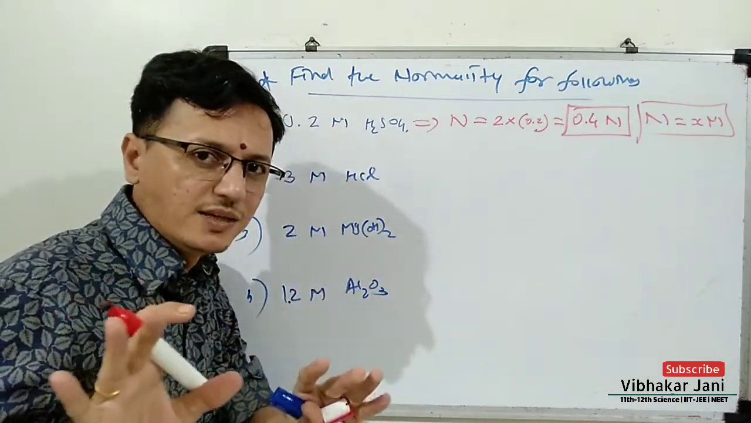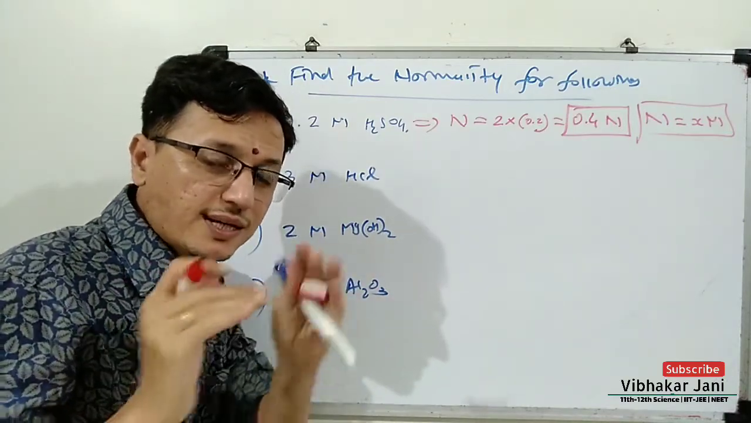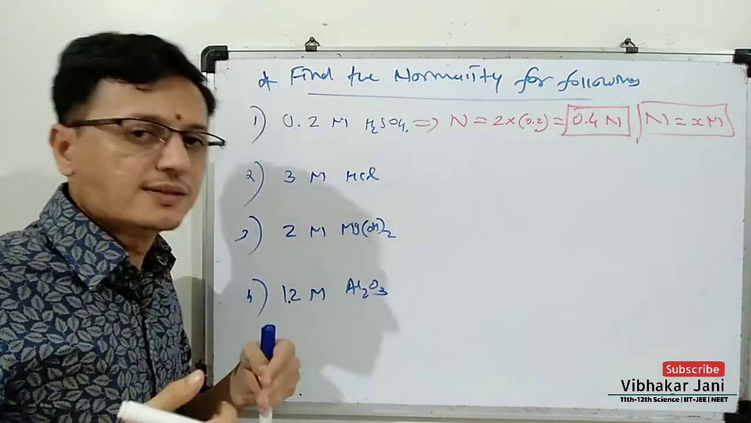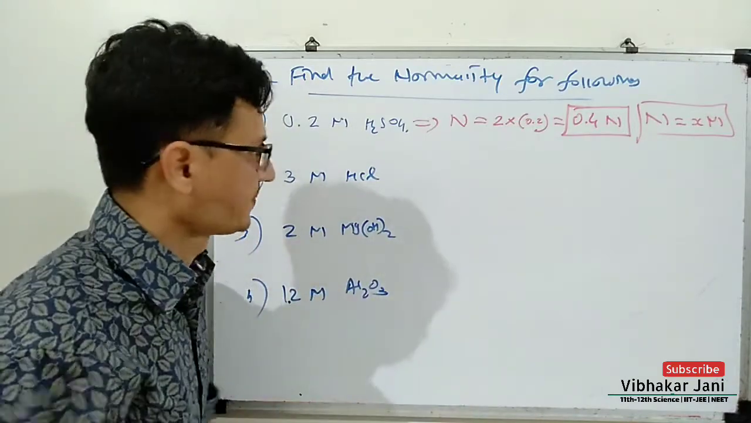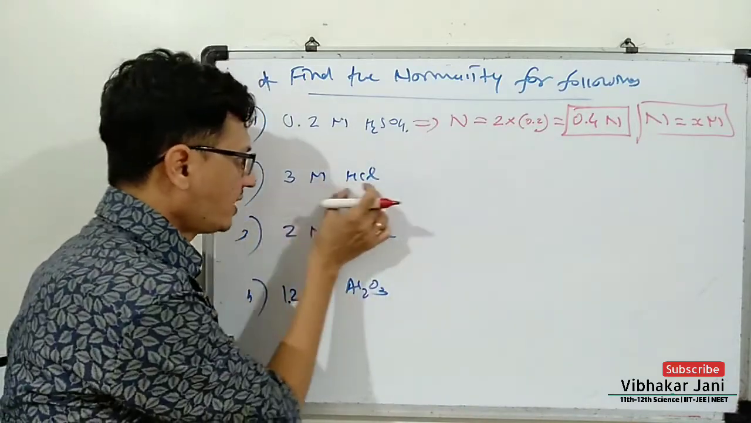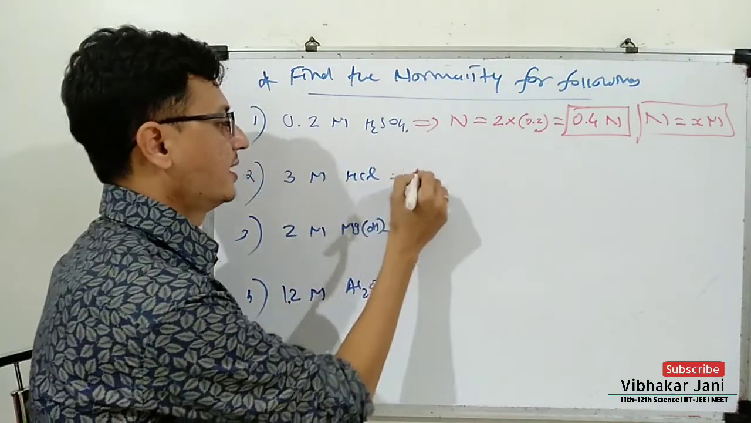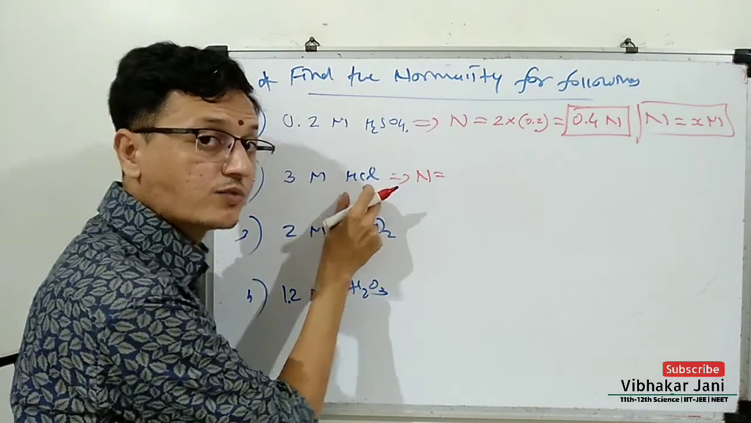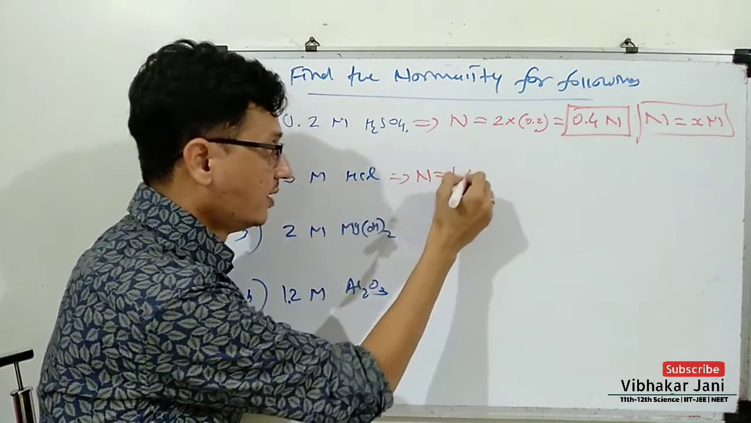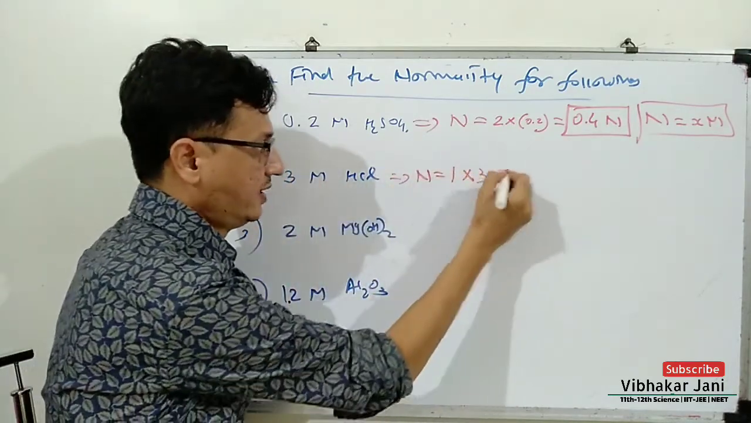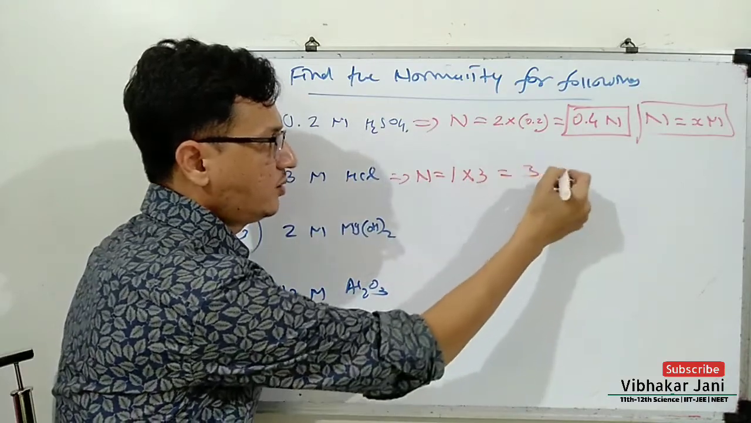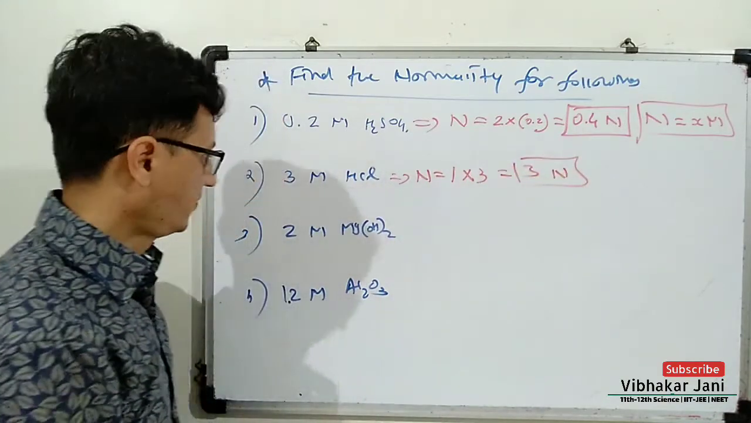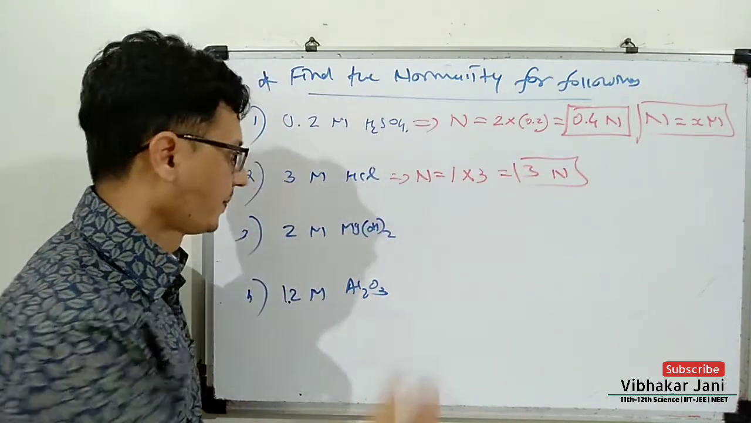It is very easy. If you have any doubt or confusion, then please revise this video and watch it again. Okay. 3 molar HCl solution. Now again N is equal to XM. For HCl, what will be X? It is 1 multiplied by M, which is 3. So 1 times 3 is 3 normal. So this is the normality for this HCl solution.